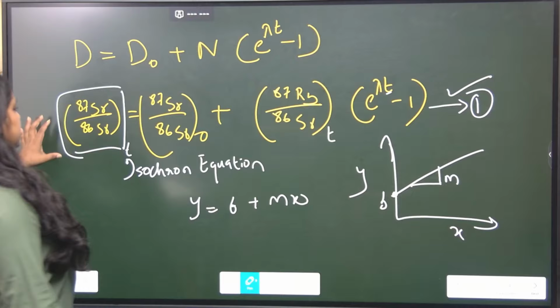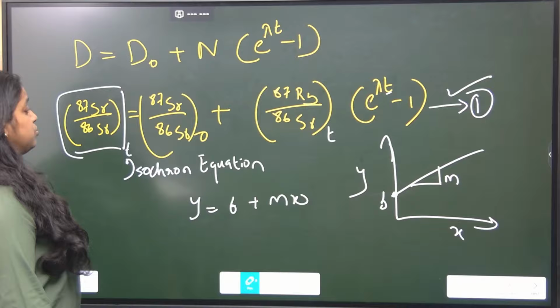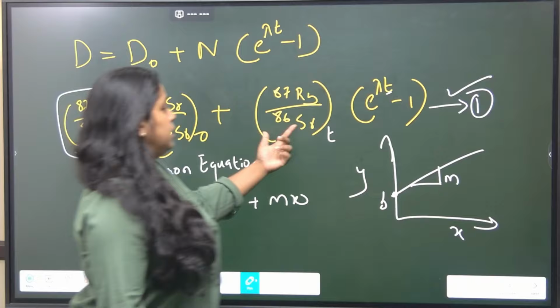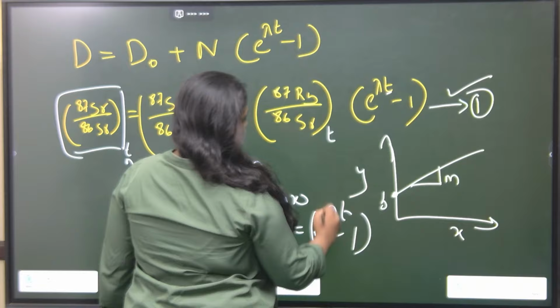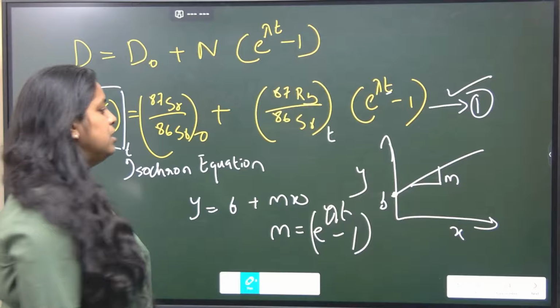x is the 87 rubidium by 86 strontium ratio. The y-intercept is the initial daughter ratio, the parent to daughter ratio will be the x-axis, and the slope of the curve m will be equal to e raised to lambda t minus 1, where lambda is a constant. I can easily calculate the age t from the slope of the curve. So this is what is called the isochron technique.